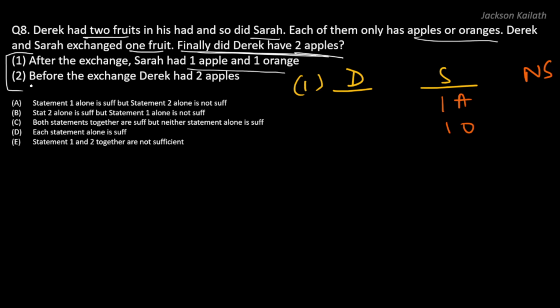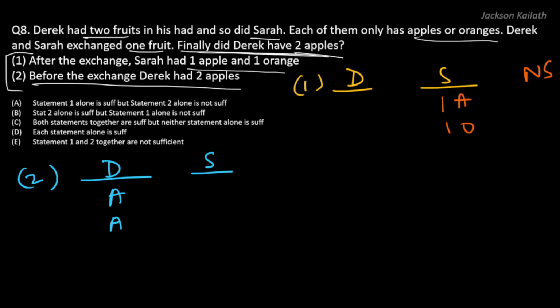What about statement 2 alone? Before the exchange, Derek had two apples. So as per statement 2 alone, we know that before the exchange, Derek had two apples, all right? And the question is, finally, did Derek have two apples? Now, if let's say Sarah also had two apples, in that case, when the exchange happened, Derek would be having two apples. But let's say Sarah had two oranges. So in that case, if the exchange happened, Derek would have an apple and an orange. So again, not sufficient information to have a definite yes or a definite no.